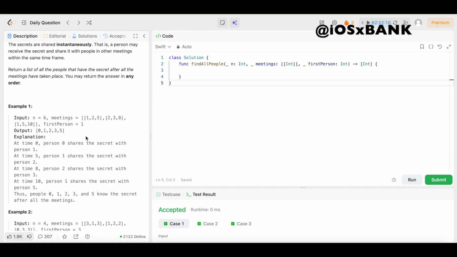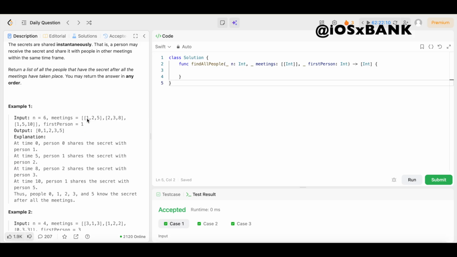So let's take a look at this explanation so we can see how they got this output from this input. The explanation says at time 0, person 0 shares the secret with person 1. So the first person to get the secret is 1, because firstPerson is equal to 1. That means person 1 is the first person to get the secret. Then it says at time 5, person 1 shares the secret with person 2. So we know person 1 has the secret.